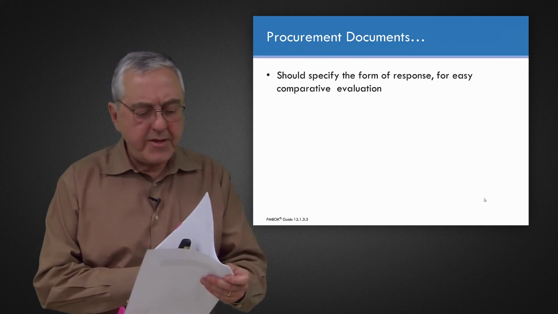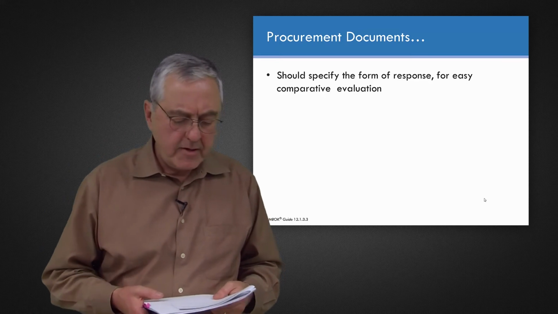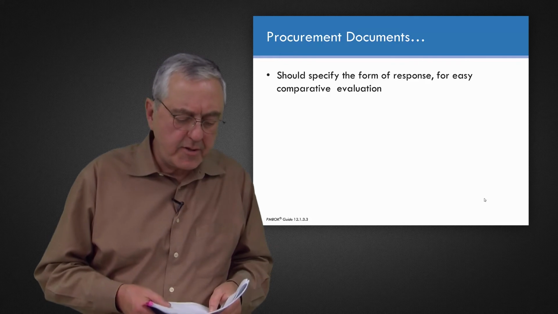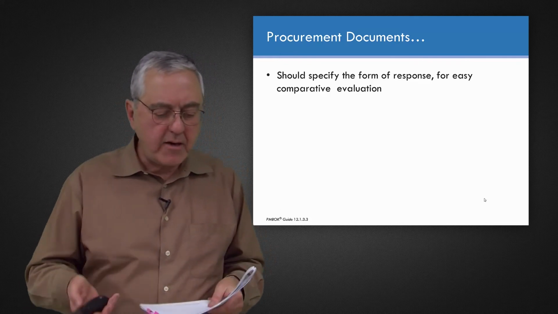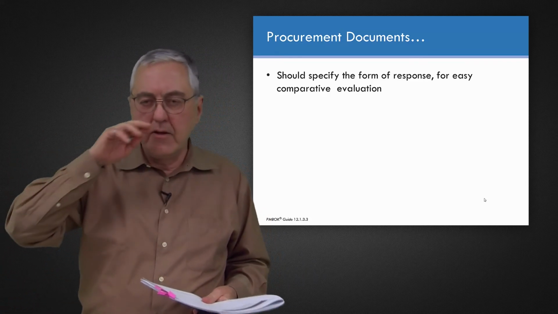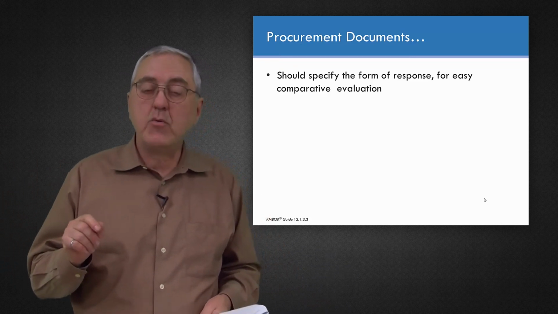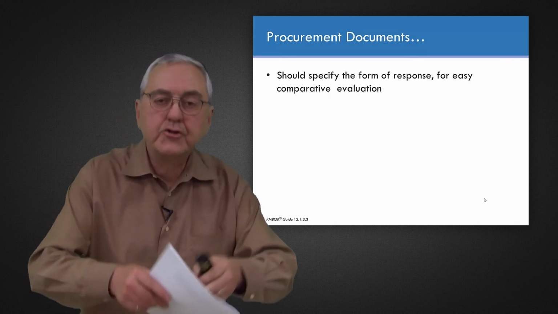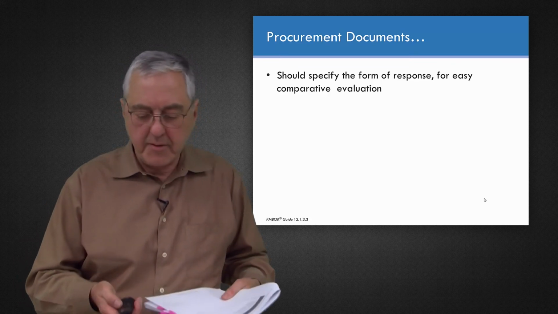Now, of these procurement documents that we showed on the last slide, there's some good practice. One is, it's recommended that your procurement documents specify the form of response for easy comparative evaluation. In other words, when you go out to the marketplace, tell the vendors in what form you want them to respond. So when they give you the information package or their proposal or their quotation, they're all structured the same, and it makes it easy for you to compare and evaluate between them.